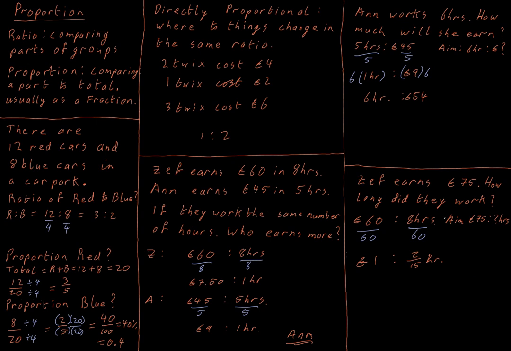2/15 of an hour. Now I need to find out how long it will take me to earn my €75. So I multiply both sides by 75. 75 by 1 is obviously €75. So the euro side is sorted. And then when I multiply this, I get 10 hours. So it will take Zef 10 hours to earn their €75. And that is what we need for our ratio and proportion type questions and our directly proportional idea.